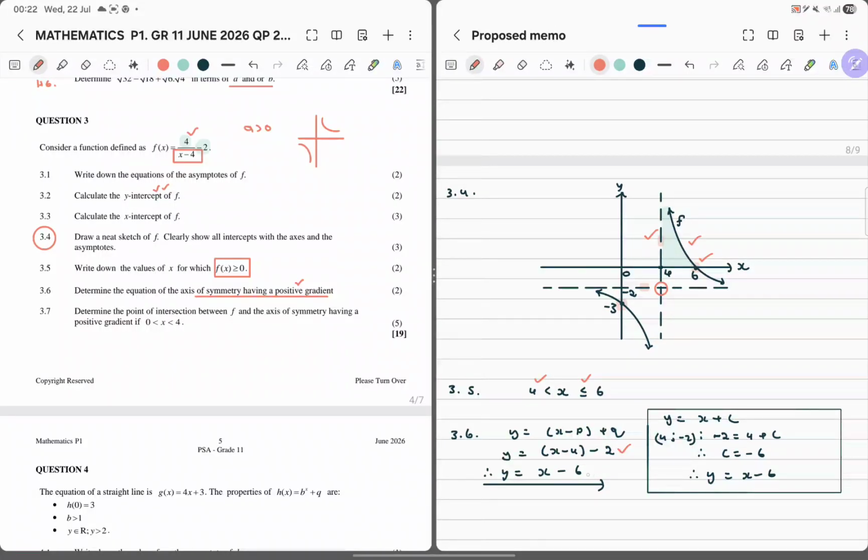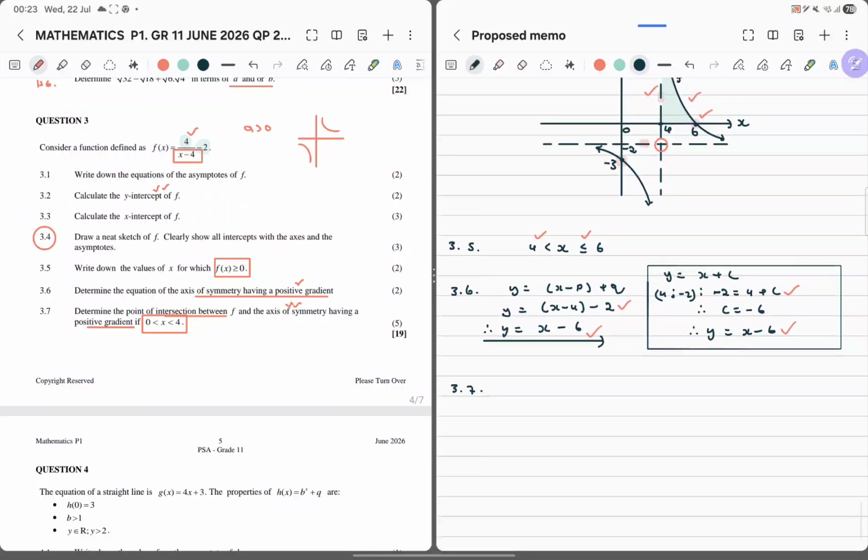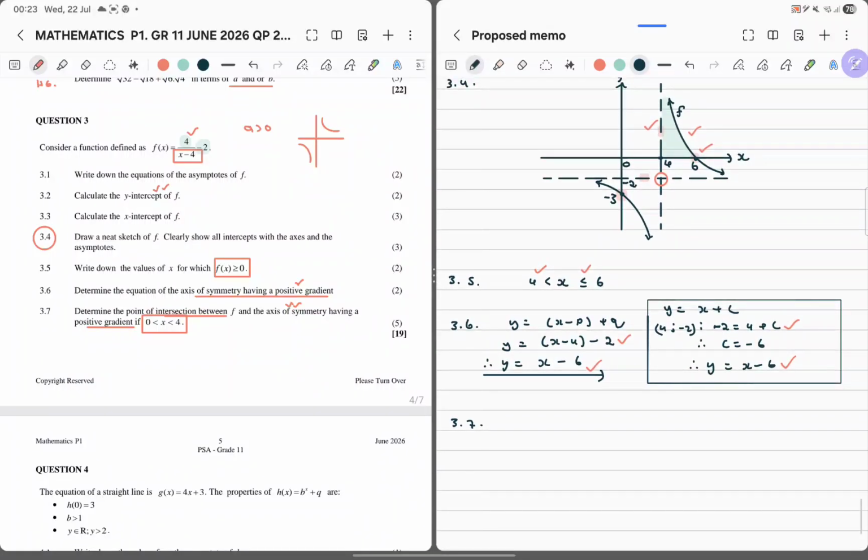So this business here is cool, and that business is cool. Okay, even an answer only, you get 2 marks. Normally here we say substitution and answer. Nice and easy. Okay, so 3.7 says, determine the point of intersection of f with the axis of symmetry having a positive gradient if x is between 0 and 4. Okay, so that's cool.